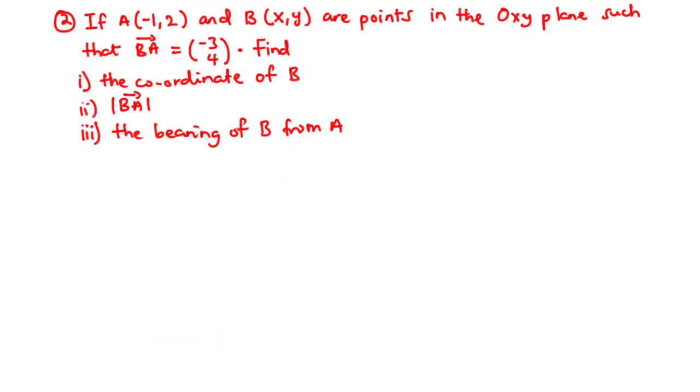So let's take our second example, example 2. If A(-1, 2) and B(x, y) are points in the OXY plane such that vector BA is equal to (-3, 4), find I, the coordinate of B, II, the magnitude of vector BA, and III, the bearing of B from A. Let's try to solve this question together.